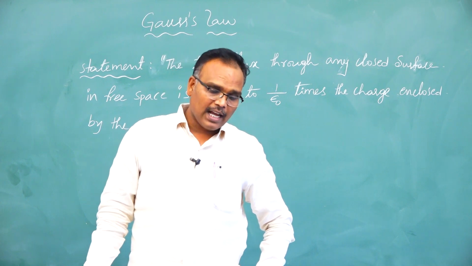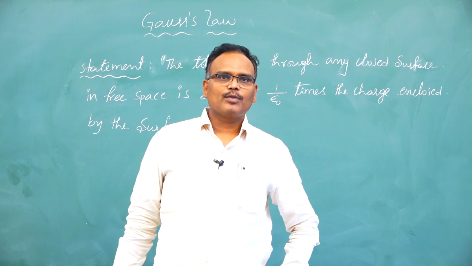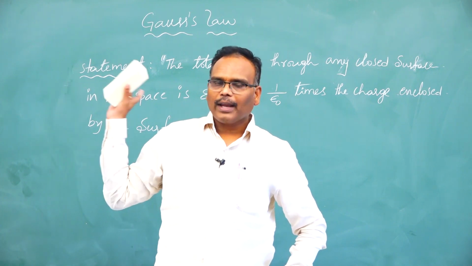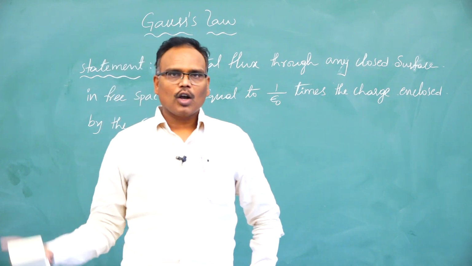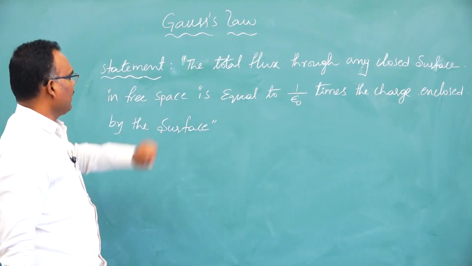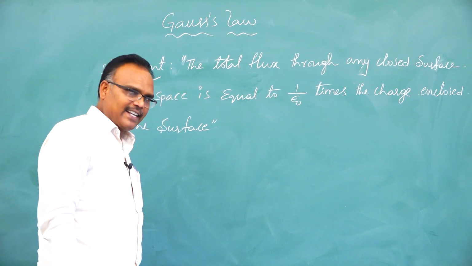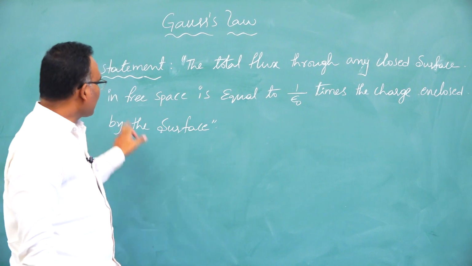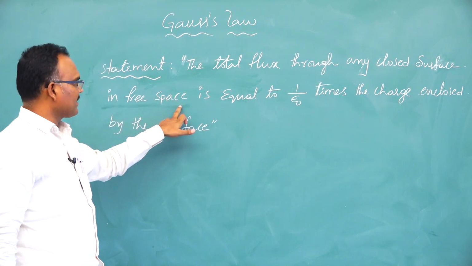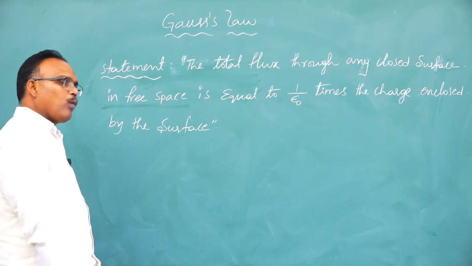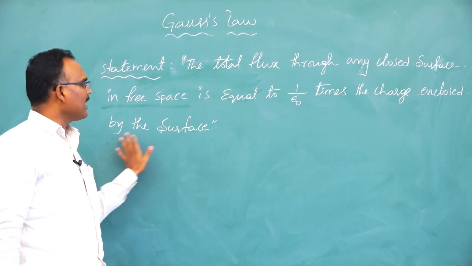But where Coulomb's law fails to calculate the electric field due to an object, there we can calculate the electric field by using Gauss's law. Gauss's law is an alternative law. Statement: the total flux through any closed surface in free space, this you have to understand, in free space, is equal to 1 by epsilon naught times the charge enclosed by the surface.